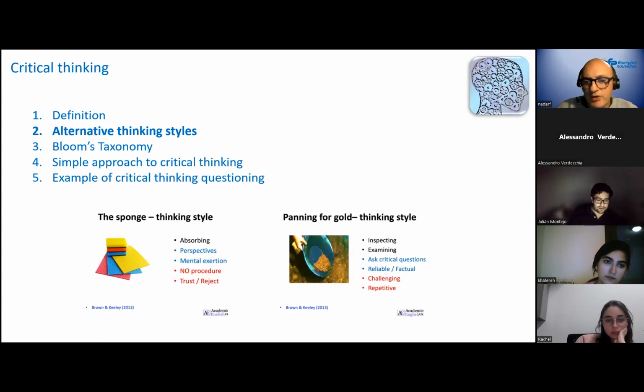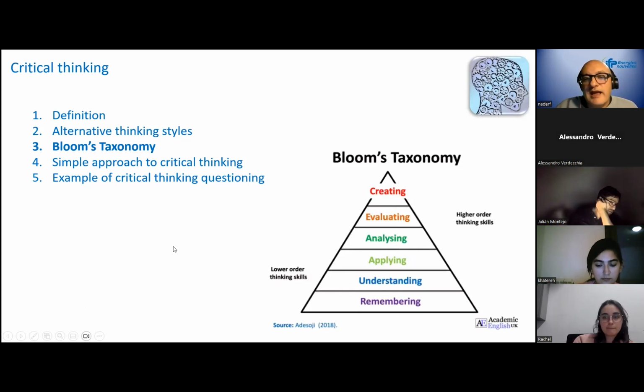There are two thinking styles. Either the sponge thinking style, which means we absorb as much information as possible. We don't want to discuss if it is trustworthy or not, reject or not reject. Or the panning-for-gold thinking style, where you inspect, you examine, you ask critical questions, you challenge, and you try to test reproducibility. And something I found very interesting is Bloom's taxonomy, which explains this type of thinking style a little bit more.